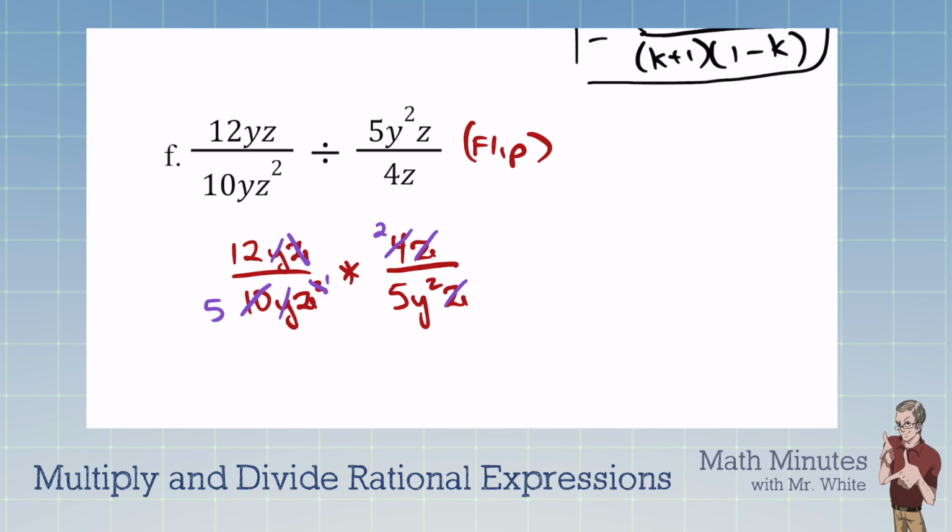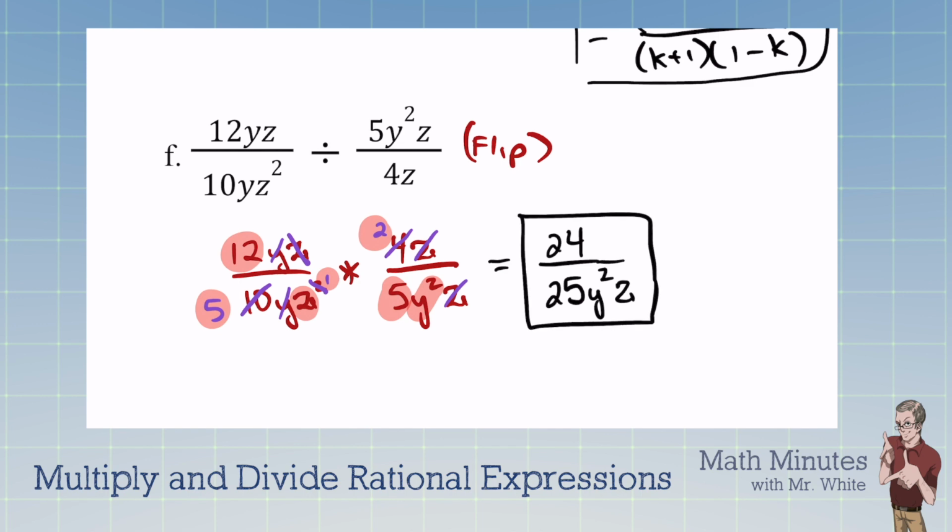So let me highlight everything that's still remaining. I've got a 12, I've got a 2, I've got a 5, I've got a z to the first, I've got a 5 and a y squared. So now I multiply the tops. I get 24 on the top. On the bottom, I get 25. And I had some y's, y squared, and I had a single z. So that would be my final answer. And again, since I did so much work, I did most of my work right here, right? All my canceling. My answer just comes out in simplest form. There's really nothing else I have to do there. So that's not too bad.